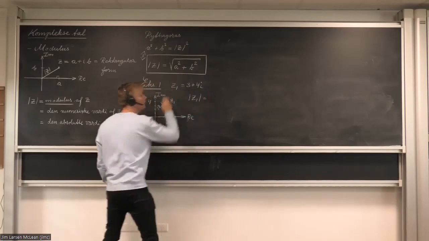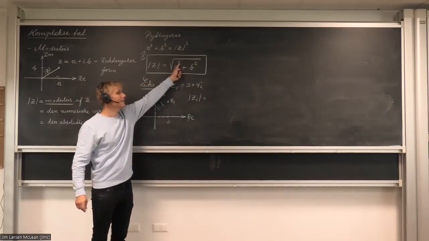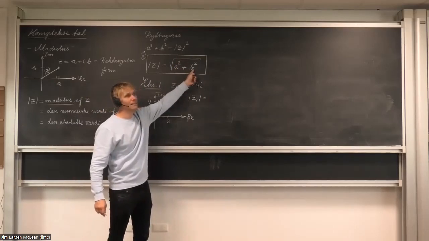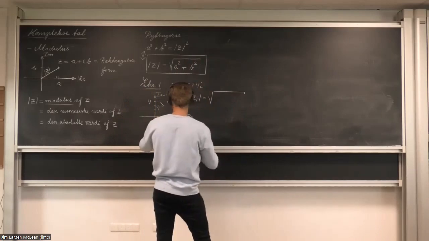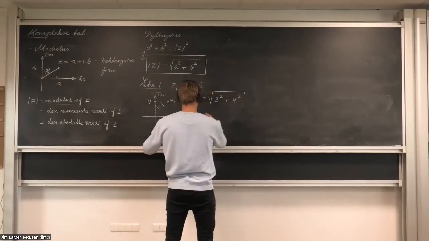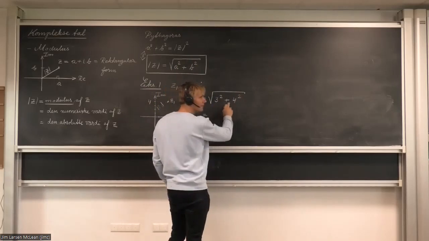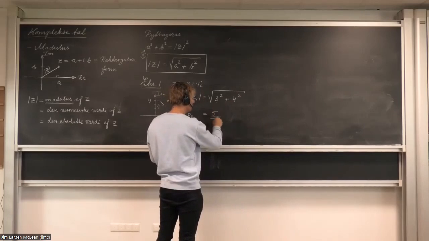So what's the modulus of Z1? Well, we just plug it into the formula. It is the square root of the real part of Z1 squared, plus the imaginary part of Z1 squared. So that's the square root of 3 squared plus 4 squared. Here we have 9. Here we have 16. 9 plus 16 is 25. And the square root of 25 is 5.